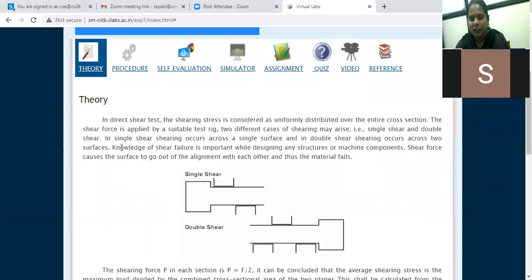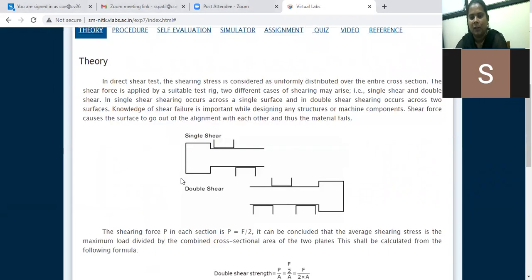In the direct shear test, we find out the double shear strength of that particular member. When we perform the direct shear test, plates are used for application of loading. By using these plates, we apply load on that member. Observe figure 1. Here it is written single shear, and here it is written double shear. I will explain what is meant by single shear and double shear.